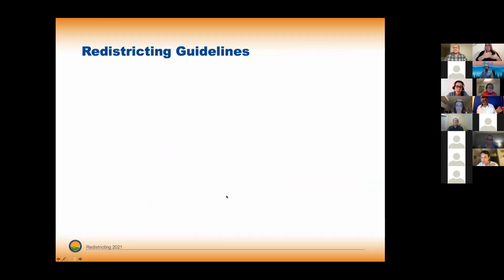So there's the timeline for the process. And I want to walk through the guidelines that are guiding the redistricting process. These are seven really critical guidelines, and we'll spend a little bit more time in each of these as we go through this section. So I'm going to share just really briefly quickly what they are right now, and then we'll take a mini dive into each of these going forward.